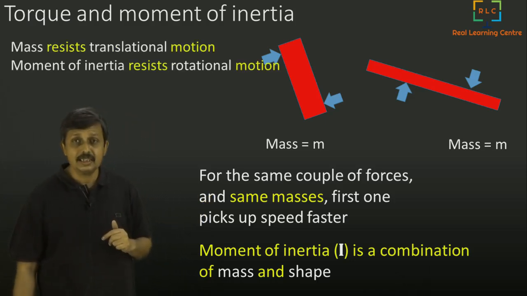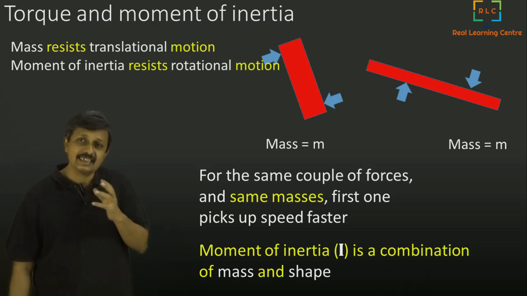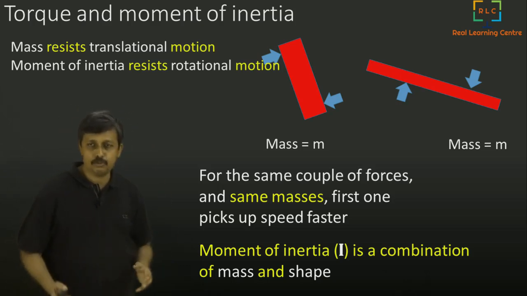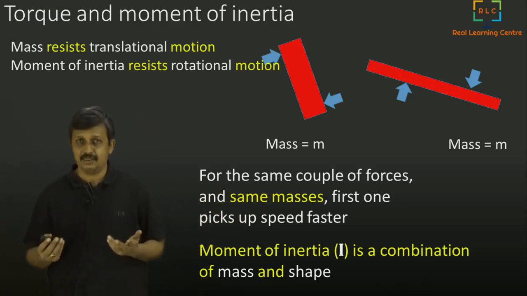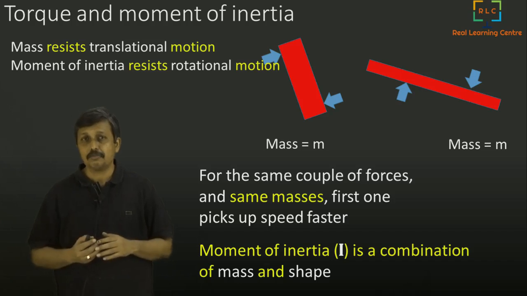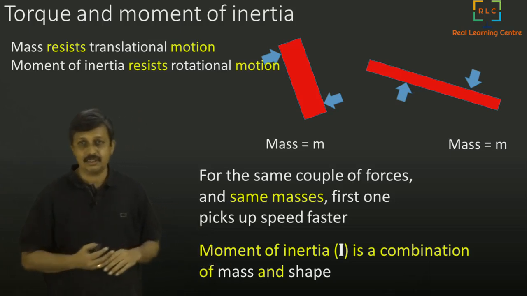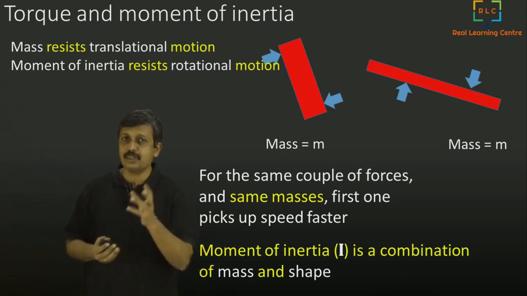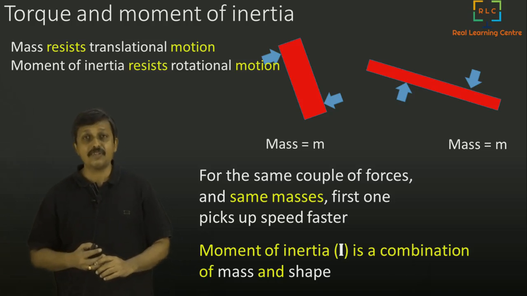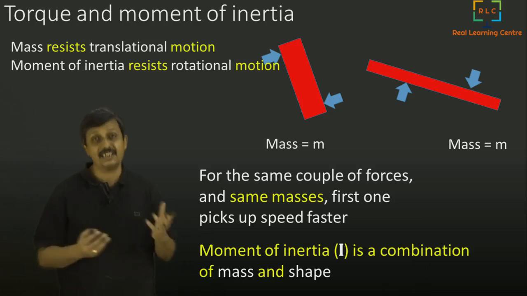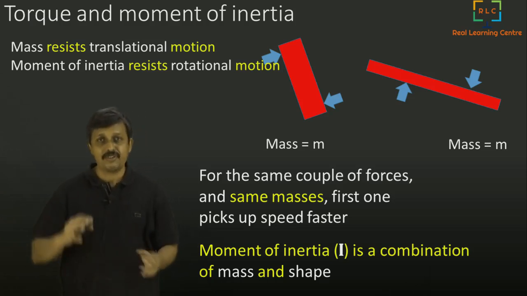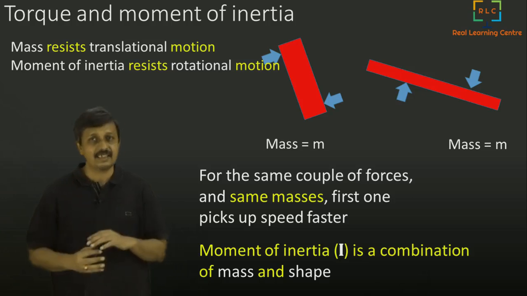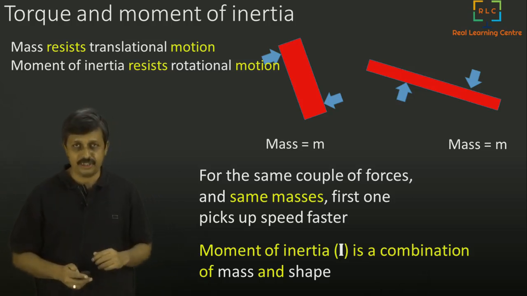Mass resists translational motion. Translational motion means moving from place to place. Mass resists that, which is why it is called translational inertia. A simple word for it is mass. Similarly, for rotation, you have rotational inertia, called moment of inertia. It resists rotational motion. If you try to rotate it, it resists that. That is basically called moment of inertia.